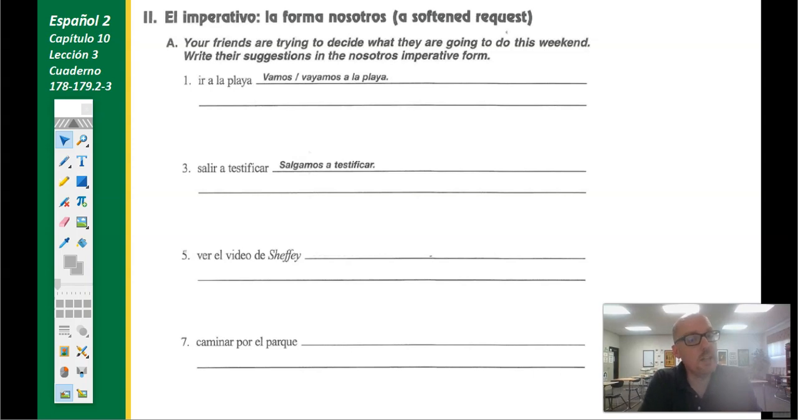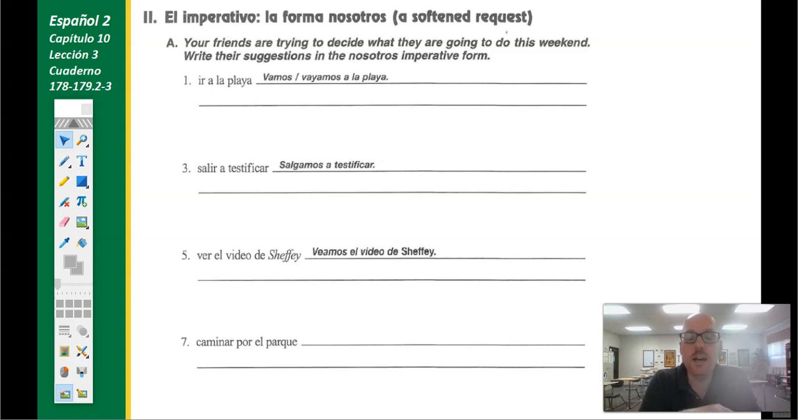Remember, we build the command form in the nosotros from the regular yo form. You know the yo form for salir is salgo. IR verb, so we use an A ending with the nosotros, and we get salgamos a testificar. Número 5, ve el video de Sheffy. Let's watch the Sheffy video. That would be, veamos el video de Sheffy. Veamos el video de Sheffy. Let's look at or let's watch the Sheffy video.